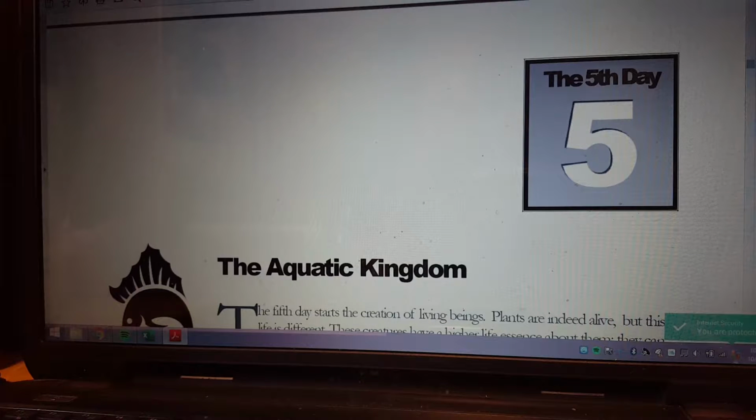Okay, we are on our Biology 101 guidebook, pages 22 through 38. We are beginning the 5th day, so we are discussing the aquatic kingdom.